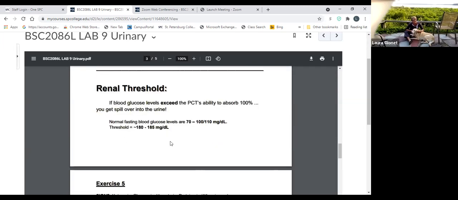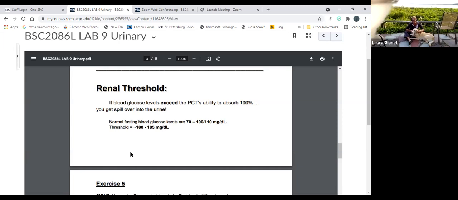Okay, renal threshold is about the maximum ability of a proximal convoluted tubule to reabsorb certain things found in filtrate, especially initially. And glucose is one of those things. So what we're going to see is that as long as glucose and amino acids are in normal ranges in blood, at the proximal convoluted tubule, 100% of the glucose and amino acids will be able to be reabsorbed.